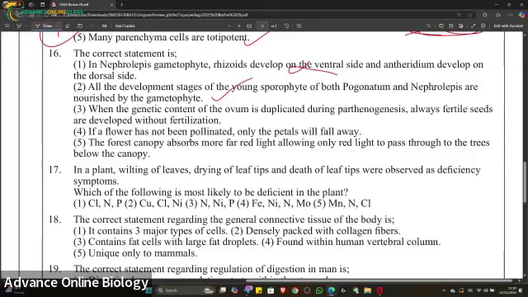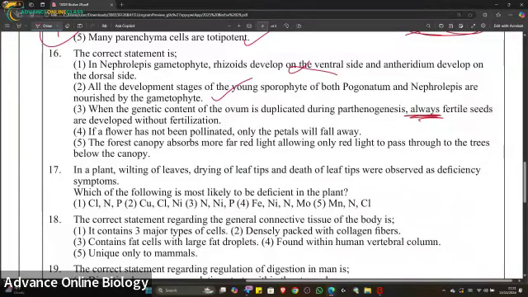When the genetic content of the ovum is duplicated during parthenogenesis, always fertile seeds are developed without fertilization. What is the word they use, people? I think we have to check that word, always. Develop without fertilization, right? What does it say? Always, sometimes, most of the time.